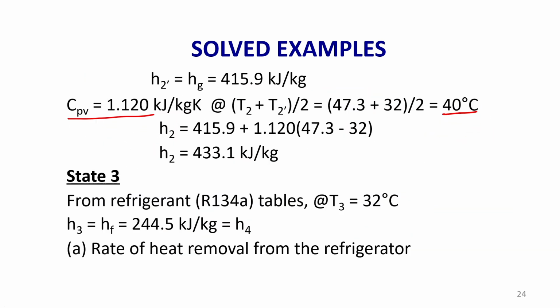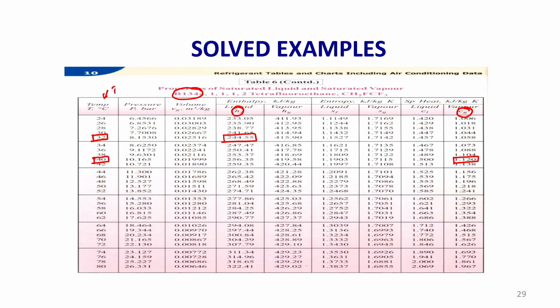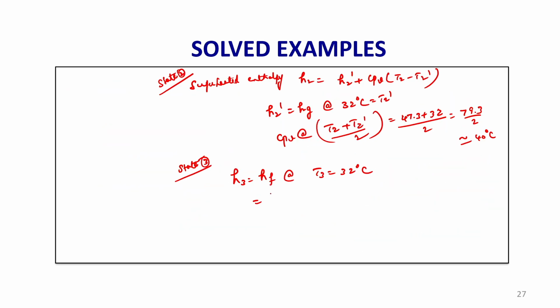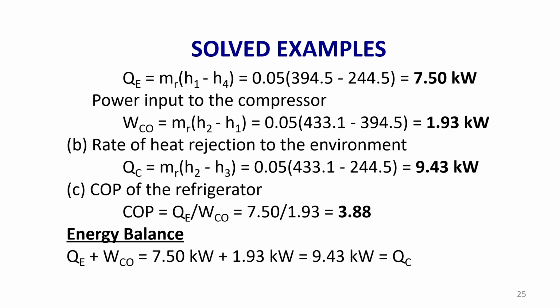Once we know this, then substitute in the formula. Once we know H3, that is equal to H4. So, H3 corresponding to 32, what is the value? Corresponding to 32, the value is 244.5 kilojoule per kg. So, H3 is equal to H4. Now, I know enthalpy 1, 2, 3, 4. Substitute in the formula.